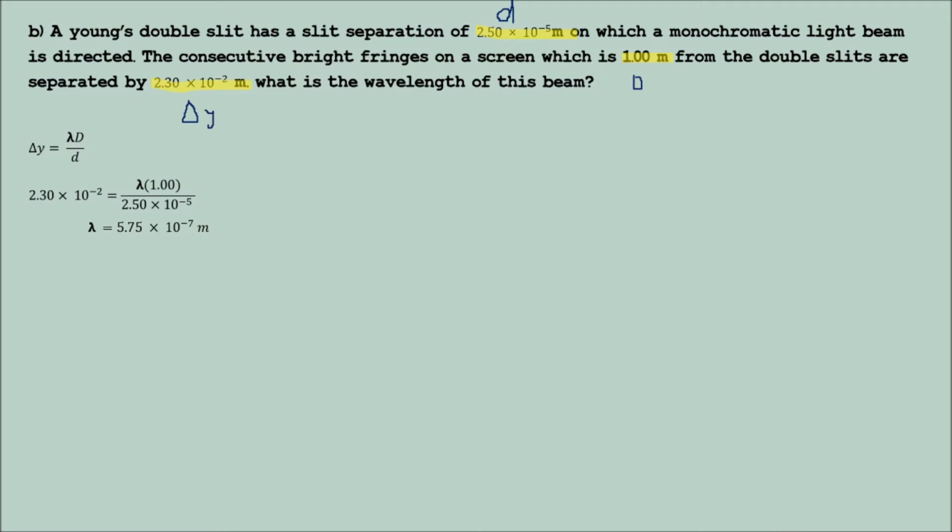The answer for this question is delta y equal to lambda D over d, which is the equation for the separate distance between the two consecutive bright fringes. So we will substitute the values that have been given in this question into the equation, and then we will find the lambda and get the answer, which is 5.75 times 10 to the power of negative 7 meter.